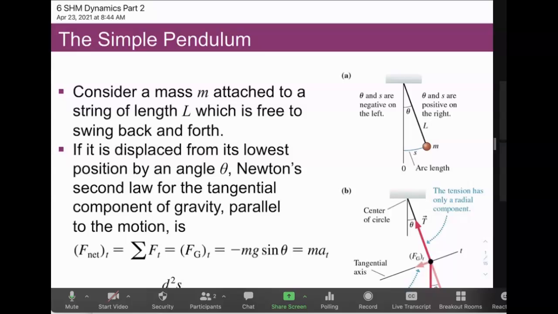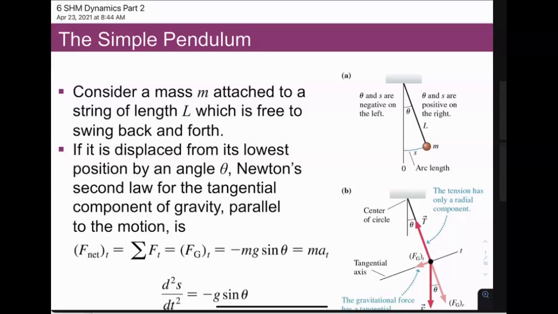I continue my discussion of simple harmonic motion dynamics with a discussion of the simple pendulum. Consider a mass M attached to a string of length L, which is free to swing back and forth. Shown in part A of the figure to the right, the mass is shown to have an arc length S with respect to the vertical axis and inclined at an angle theta. It is displaced from its lowest position by this angle.